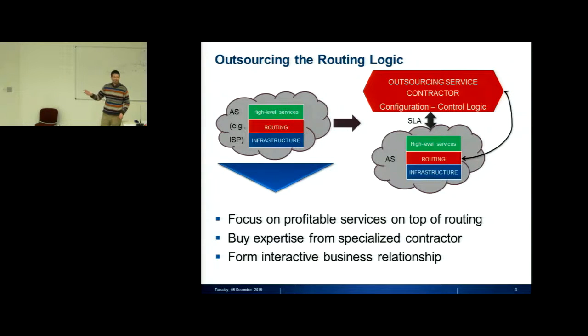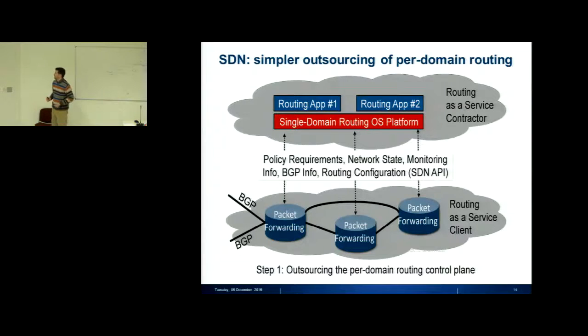So now, for brevity, I won't cover all the details, to move on. Okay. And now let's see how we could realize this using a controller and using SDN. Okay. Here on the bottom, you see the autonomous system with basically its routers and so on. And then on the top we see the contractor that takes care of routing within this autonomous system. We call this service routing as a service.